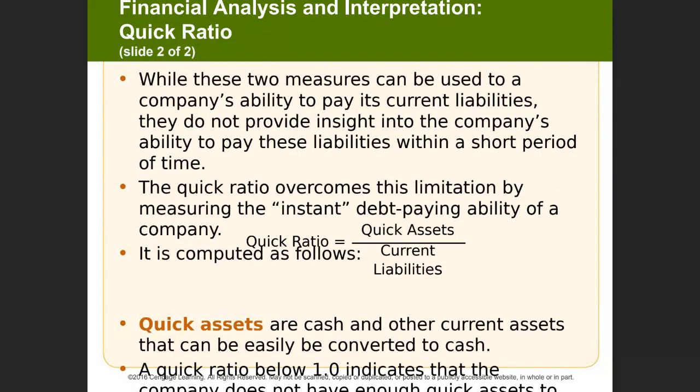It is computed by taking your quick assets divided by your current liabilities, and that's going to give you your quick ratio. Quick assets are cash and other current assets that can be easily converted to cash. A quick ratio below 1 indicates that the company does not have enough quick assets to cover its current liabilities. So below 1 is not good for your quick ratio.